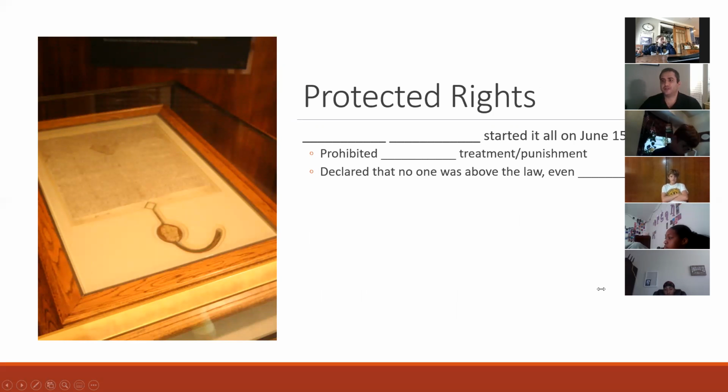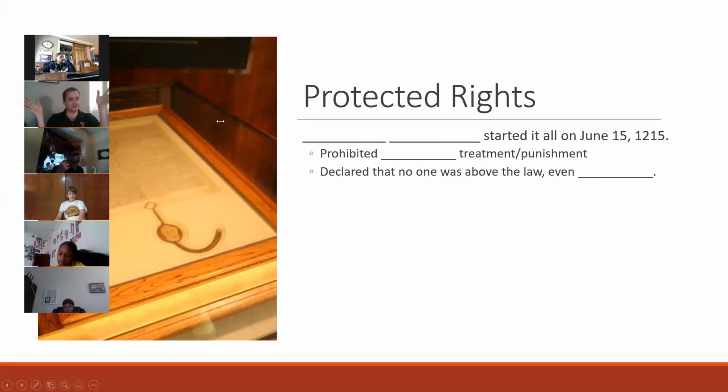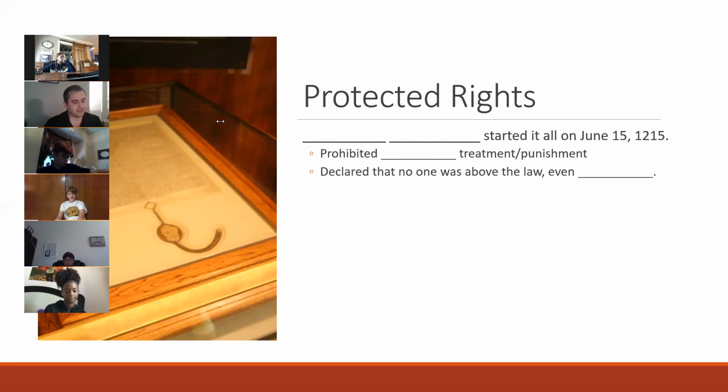So this is where the whole idea of British rights started. It used to be that the King of England had the final say. Like, whatever they said goes. Over time, the people in England formed a parliament, and over time, parliament started taking power away from the king. Okay.